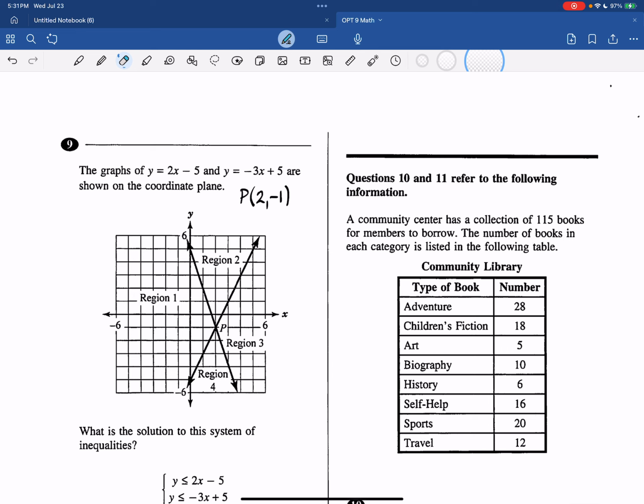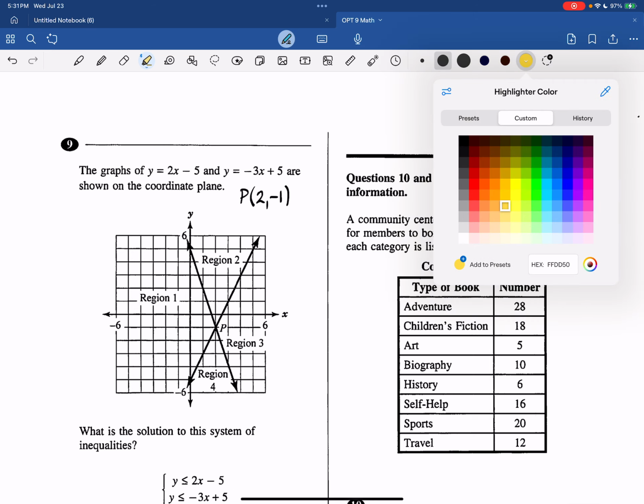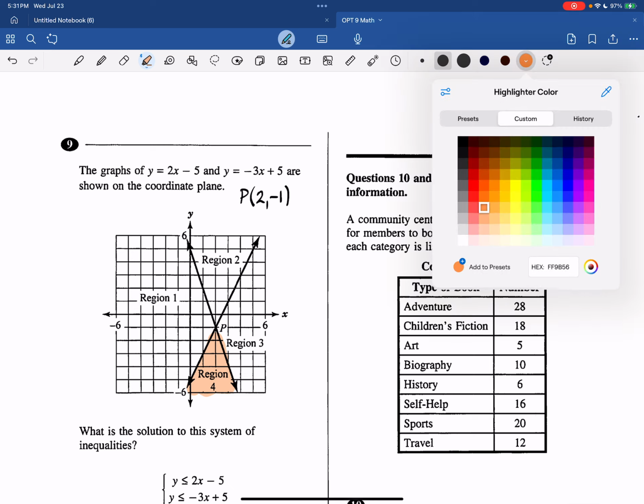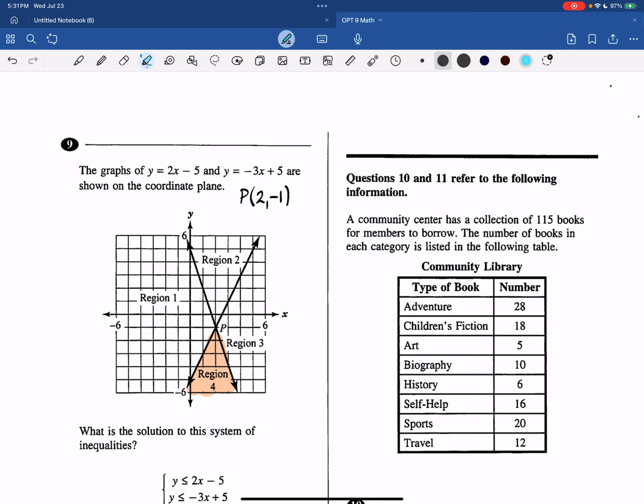And then at that intersection, as always happens with an intersection of two lines, you get 4 regions. So let's just loosely make some notes about our regions. Here is region 4, down here in this little section. And then we have region 3, which is over here.